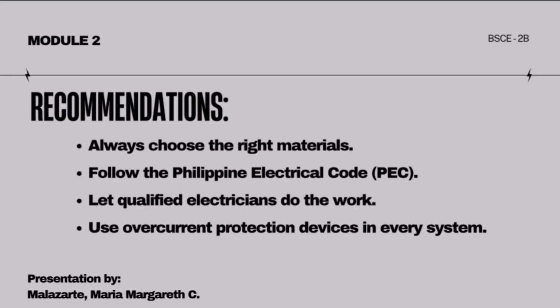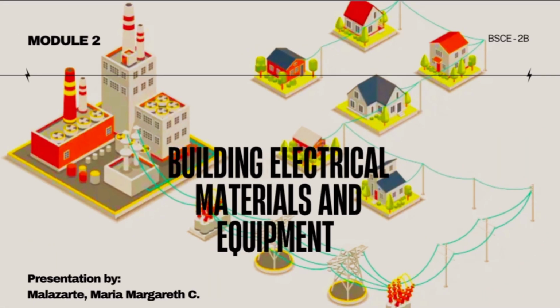Third, let qualified electricians do the work. Installing electrical systems is not a DIY job. Professionals know how to do it safely and correctly. Lastly, use overcurrent protection devices in every system. These protect your home or building from fires and electrical damage by stopping the power when there's too much current. As engineering students, we need to know how each part works, when to use it, and how to keep people and property safe.